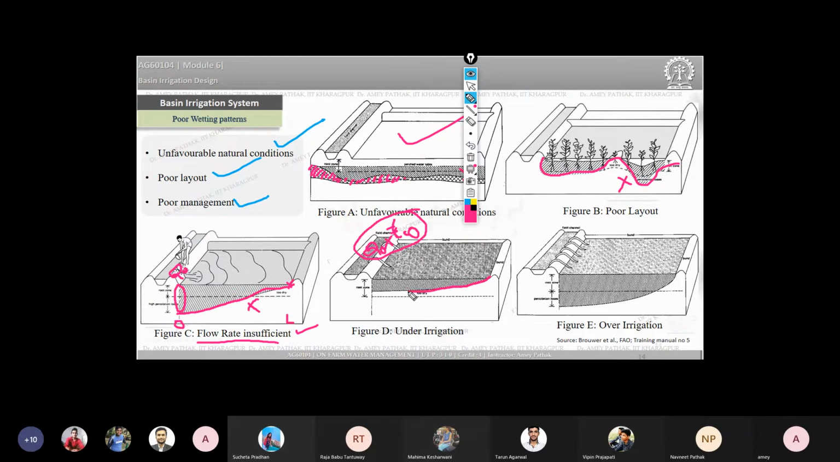It is expected that this wetting profile should reach at least this depth over the entire field, but in this case it is not happening. So this much area is dry here. This is again an example of a poor wetting pattern. This is over irrigation, and it is again related to wrong design.